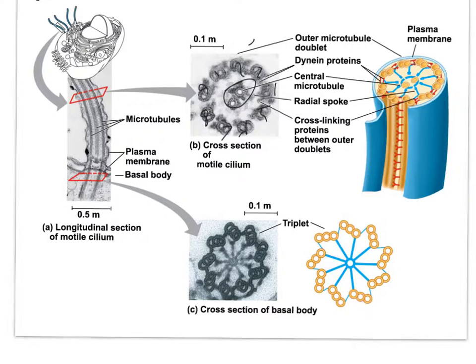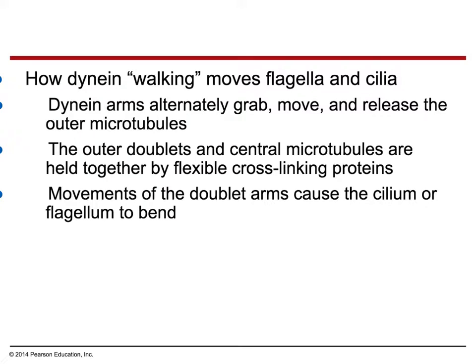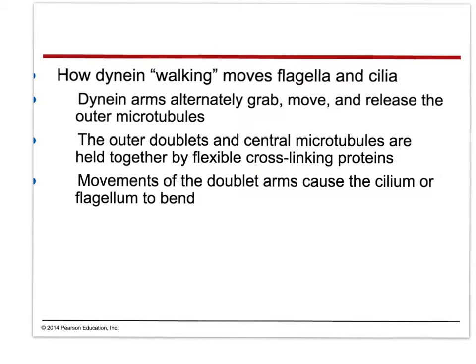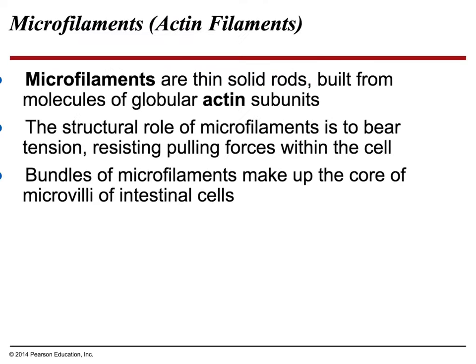Then your basal body, this is the anchoring point right here. What does that look like? It looks like the centriole. The extension, the cilia and the flagellum, look different than the basal body. The basal body looks more like the organizing center, the attachment. And then it goes through how the walking, the movement of dynein moves things around. We'll stop there for today.